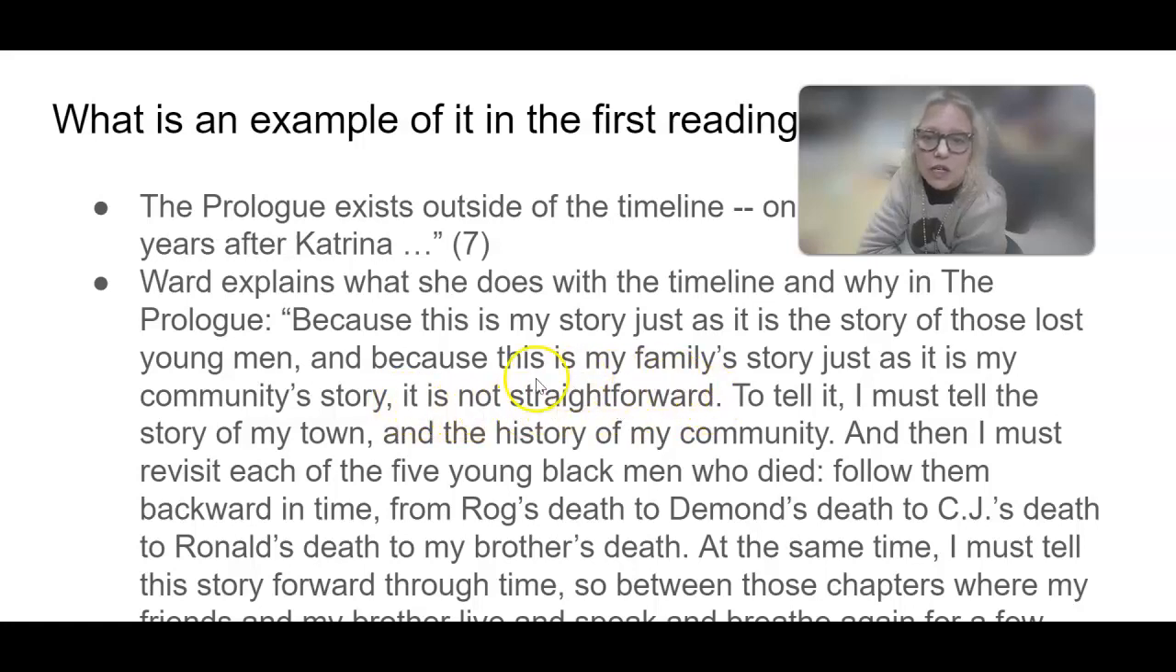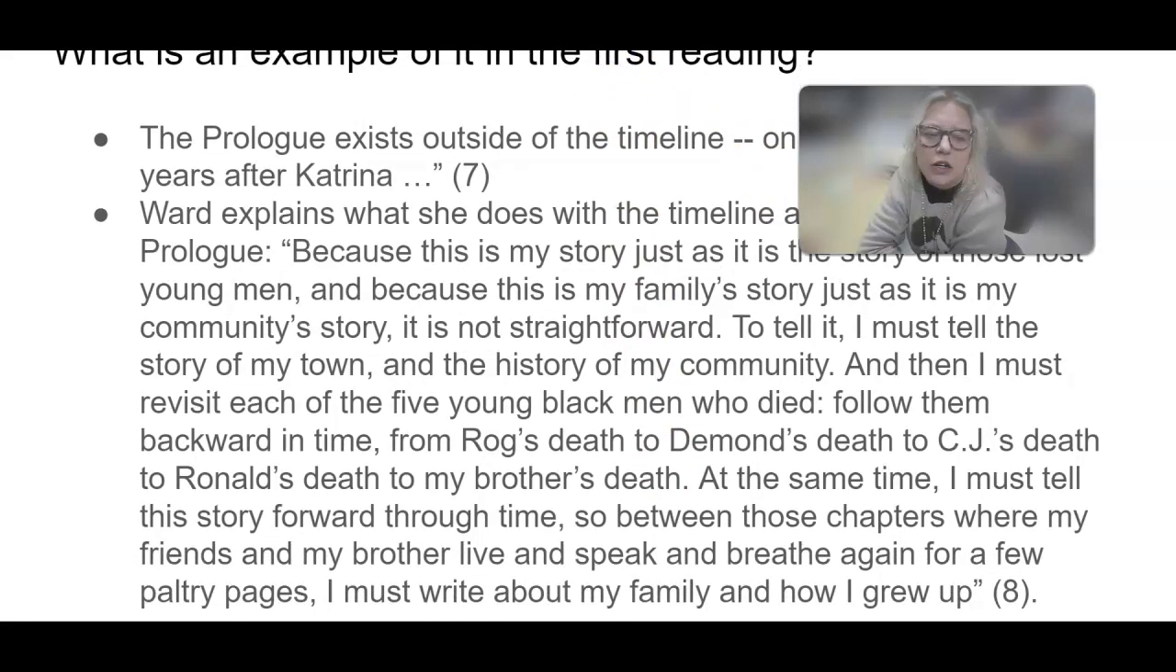I think this is key here. To tell it, I must tell the story of my town and the history of my community. And then I must revisit each of the 5 young black men who died, follow them backward in time from Raj's death to Damon's death to CJ's death to Ronald's death to my brother's death. At the same time, I must tell this story forward through time. So between those chapters where my friends and my brother live and speak and breathe again for a few paltry pages, I must write about my family and how I grew up.